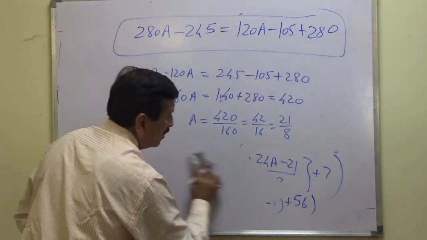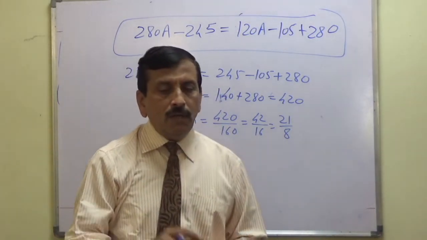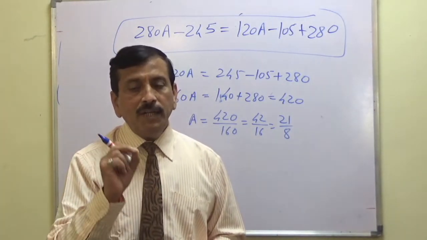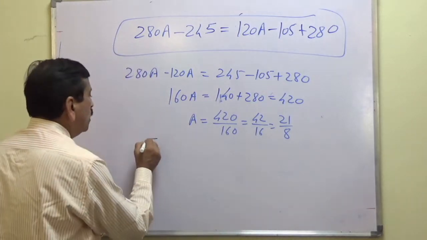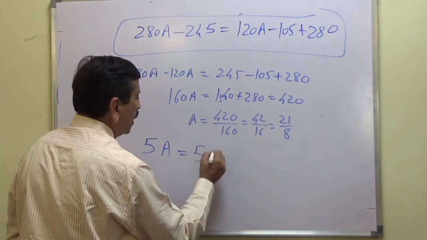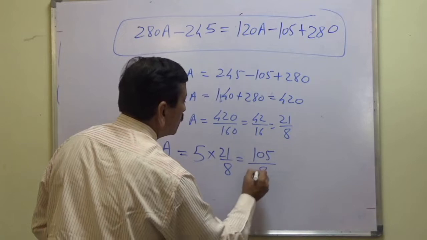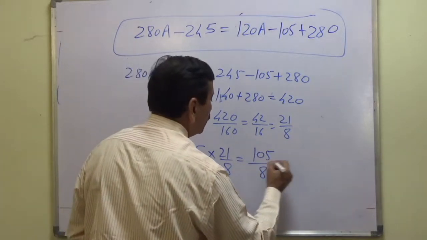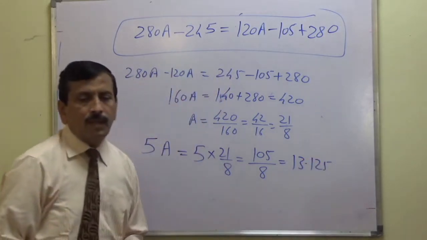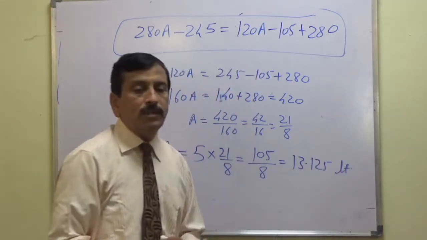Just check. A is equal to 21 by 8 will suffice the purpose or not. Now what is the question? How many liters of milk was there initially? We know initially 8A total mixture. Out of that 5A was milk. So 5 times 21 by 8. This will be the milk. So milk will be 31.125 liters of milk was there to begin with.